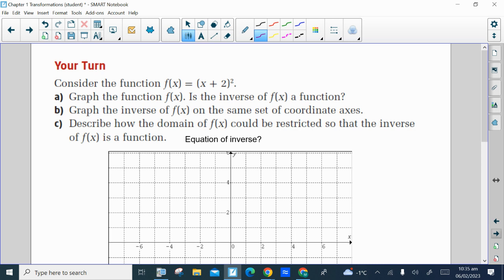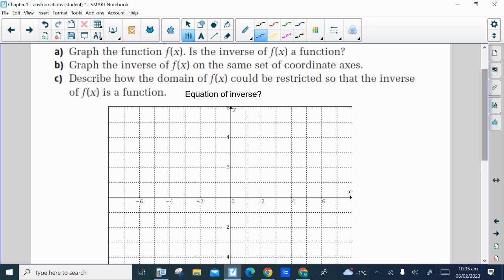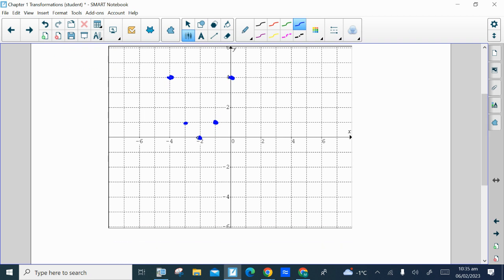But remember, the value of h is always the opposite of what it appears to be. H is -2, the graph will shift 2 to the left. So instead of going through 0, 0, it'll go through -2, 0, shifts 2 to the left. Instead of going through -1, 1, it'll go through -3, 1. 1, 1 will shift 2 units to the left and become -1, 1. -2, 4 goes 2 to the left, and 2, 4 goes 2 to the left. So here's the graph of the original relation.